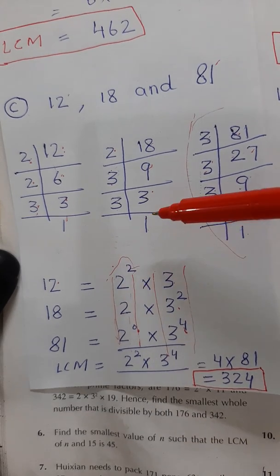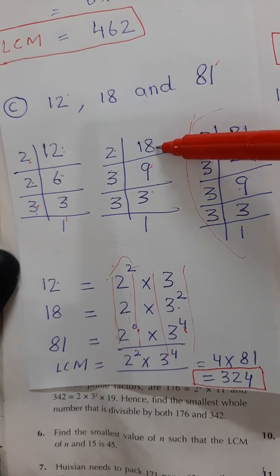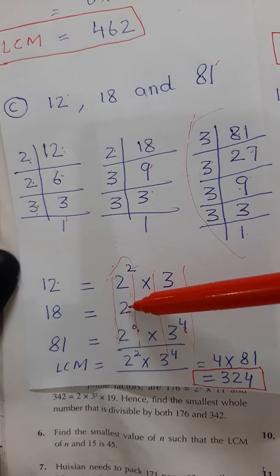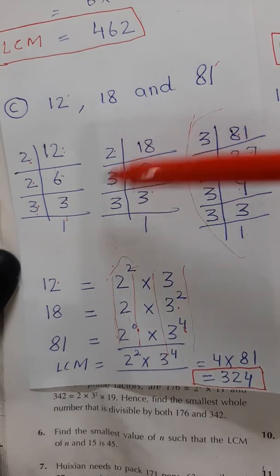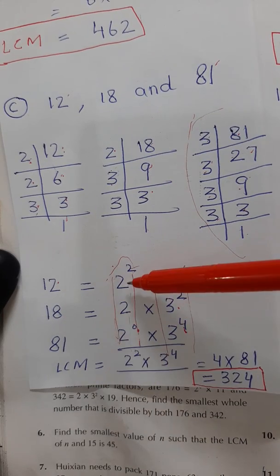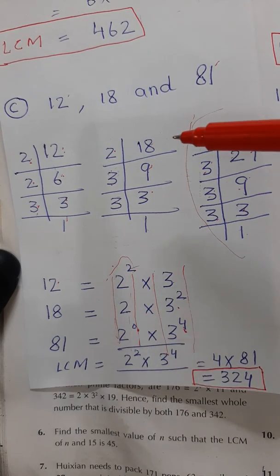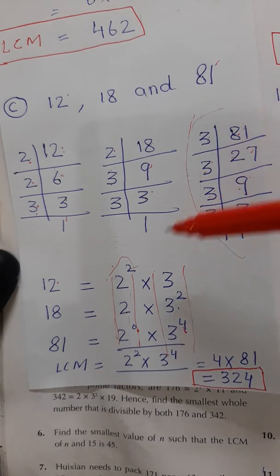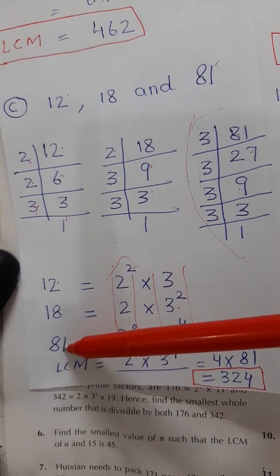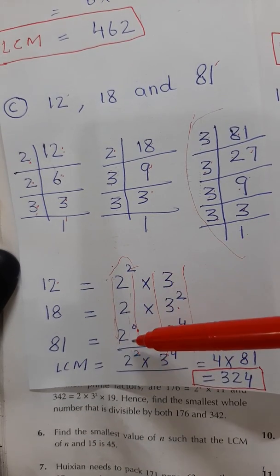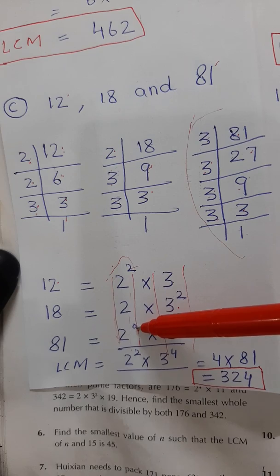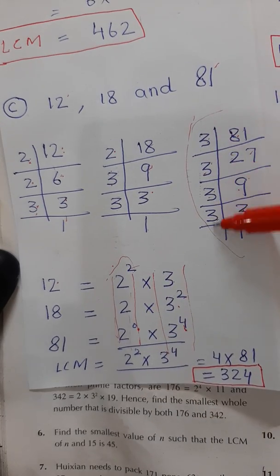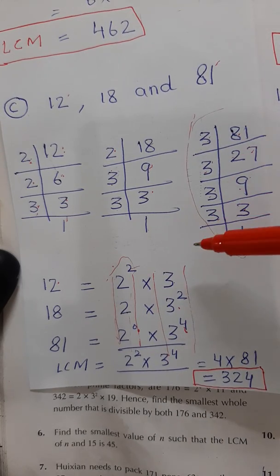Now look for the factor 2 in factors of 18. We have got a 2 in factor of 18, so write down this 2 in factors of 18 in column of 2. Now look for the factor 2 in factor of 81. We don't have any 2. So in factors of 81 in column of 2, enter 2 but with power 0 because we don't have a factor 2 in factors of 81.